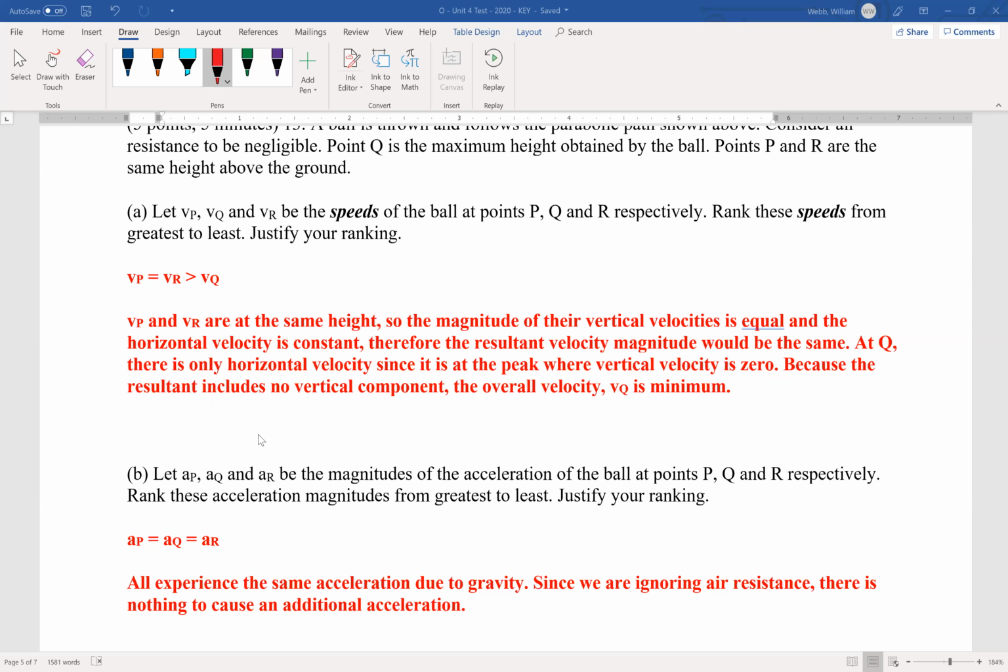So the way the points are awarded here: 1 for having the ranking proper, 1 for giving a clear enough explanation of why P and R are equal for part A, and 1 explaining why VQ is minimum for part A. And then for part B, 1 point for having the correct ranking, and then 1 point for indicating that it's because they're all due to gravity.